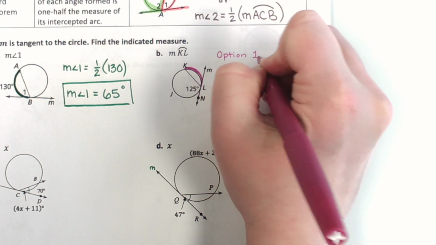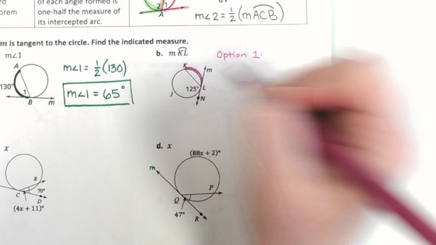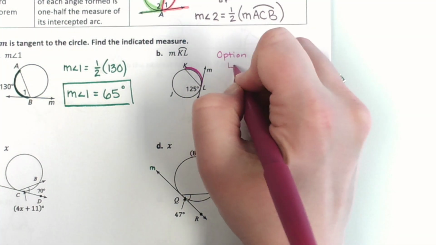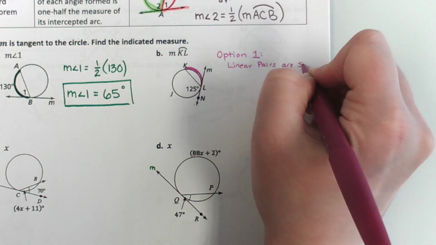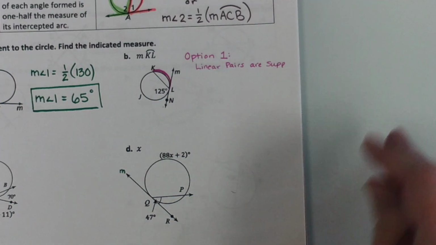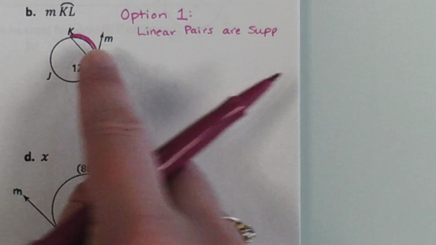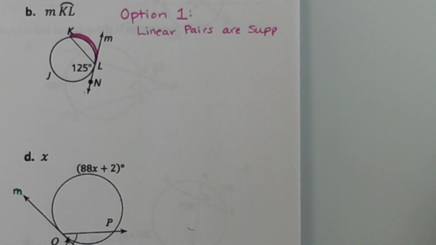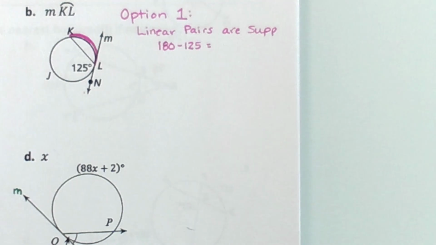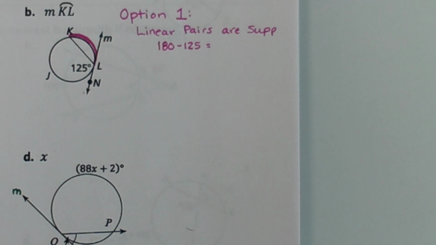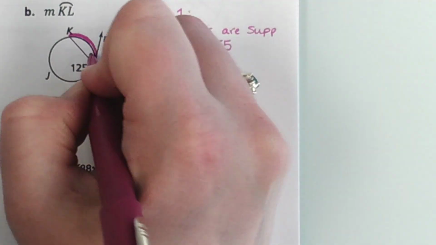Option 1. This angle and this angle are a linear pair. And linear pairs are supplementary, meaning they add up to what? 180. So, if this is a 125 degree angle, that means the other angle is 55. Yes. So this would be a 55 degree angle.